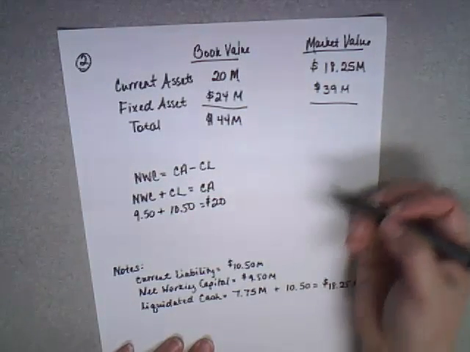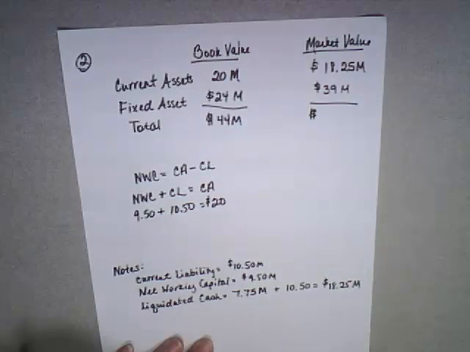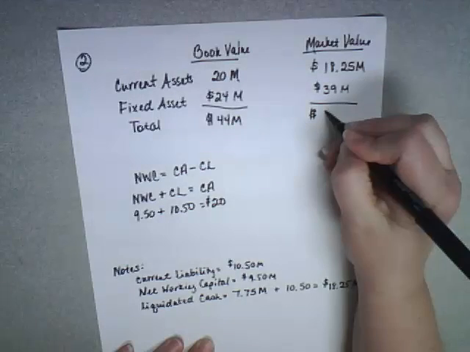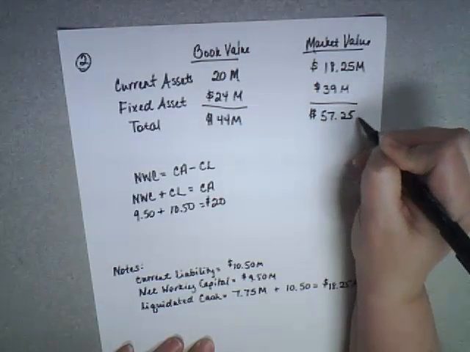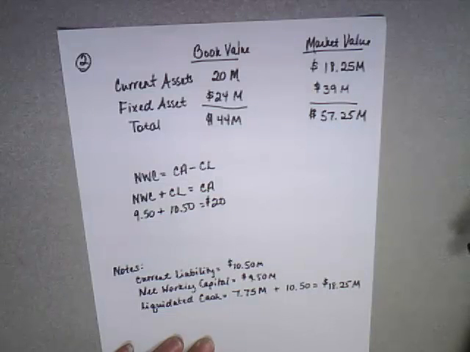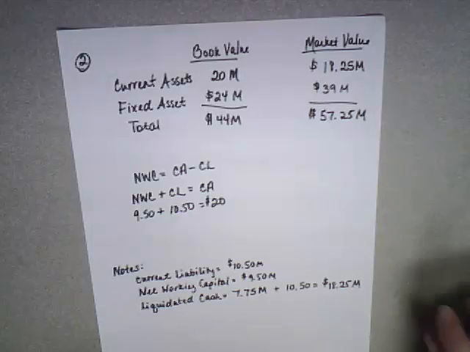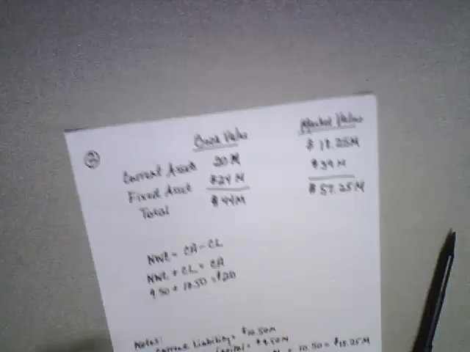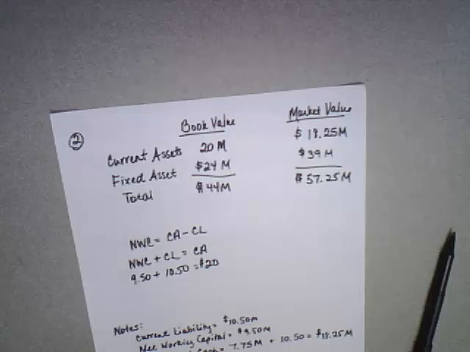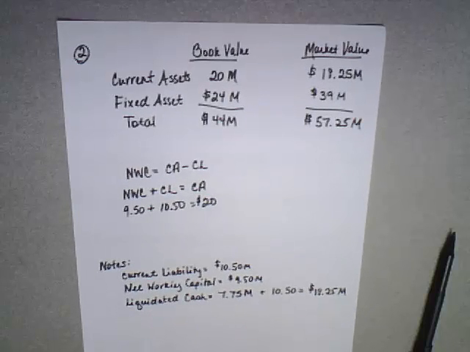Now, when we add over here to the market value, we're going to take 18.25 million plus the 39 million, and that's going to give us 57.25 million. And those are your answers. Okay, and I just had the computer skip a little bit, so I'm hoping that that did not mess us up too bad. Now, you would have had some of these calculations in Accounting 212.